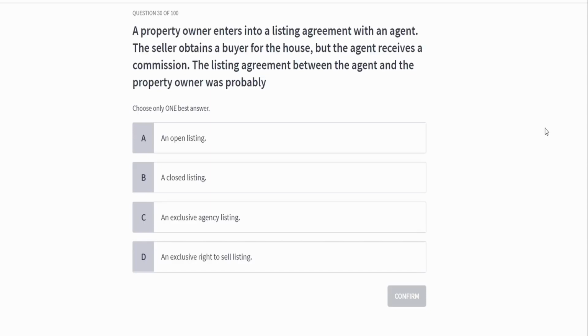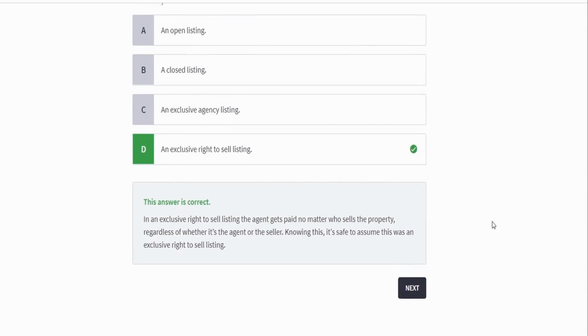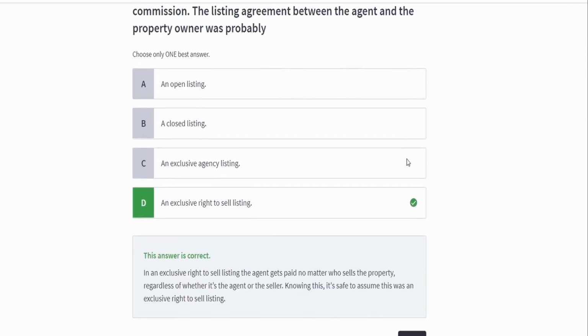Alrighty, so we should know the answer to this one, guys, when we talk about our listing agreements, and that is going to be D. It is an exclusive right to sell listing. So this is when the agent gets paid no matter what, regardless of whether it's the agent or the seller. Knowing this, it's safe to assume this was an exclusive right to sell listing. So again, remember, guys, someone's getting paid here. Paid no matter what, you should know that means exclusive right to sell.